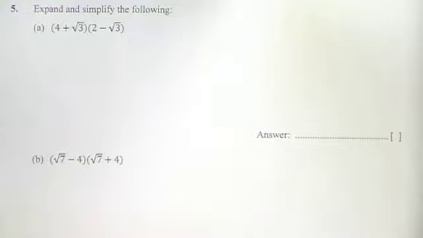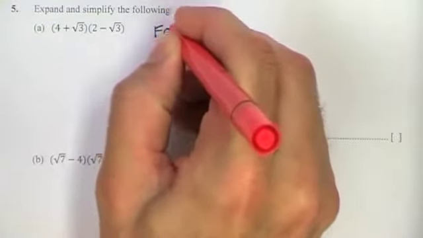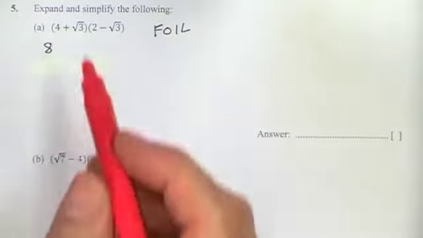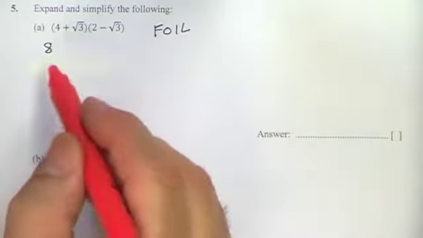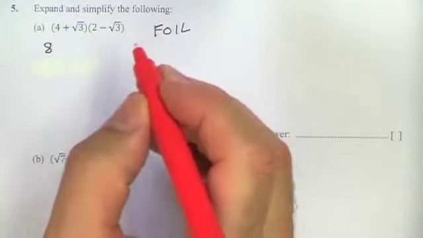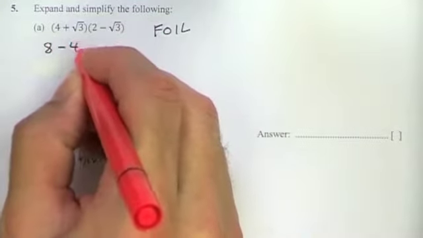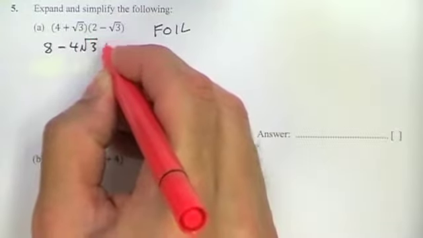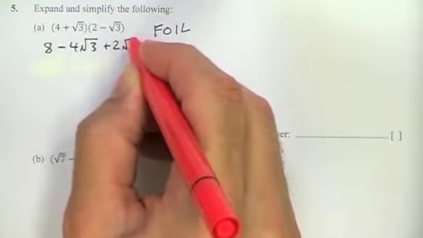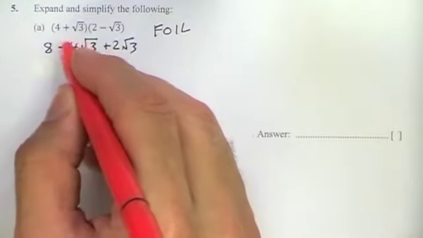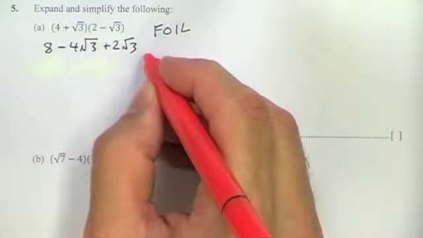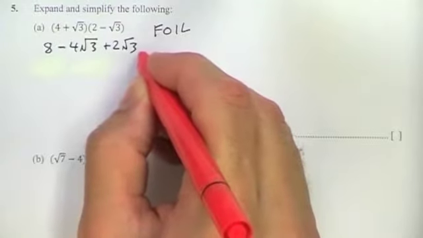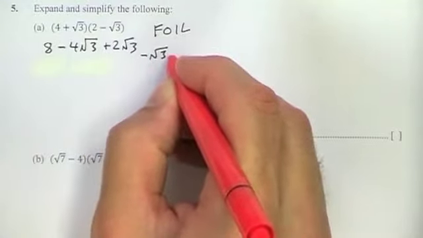The next type of question you'll have to do with surds is multiplying expressions containing surds. Here we've got a double bracket, so I'm going to use FOIL. The first terms give me 8, the 4 times 2. The outside term is 4 times minus root 3, which is minus 4 root 3. The inside terms give me plus 2 root 3, and the last terms give me plus root 3 times minus root 3. I'm going to actually write that down as minus root 3 times root 3.